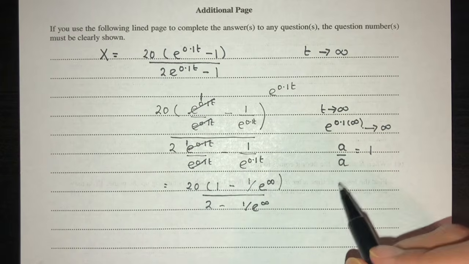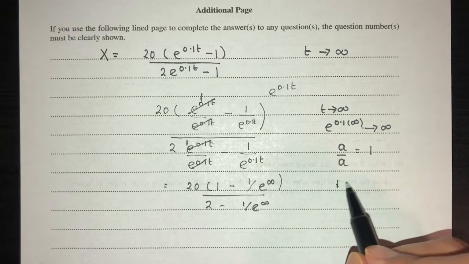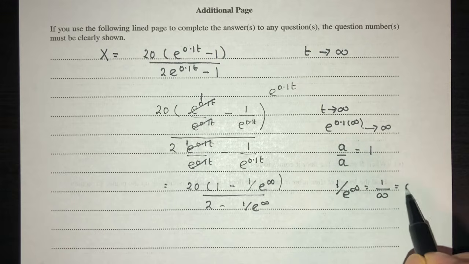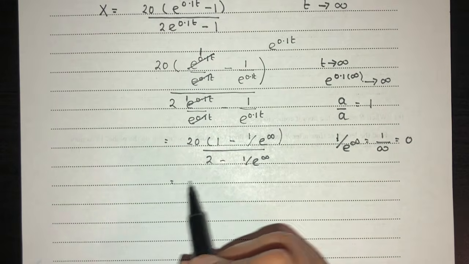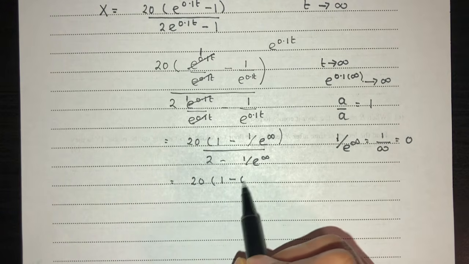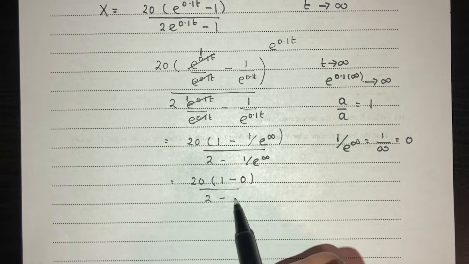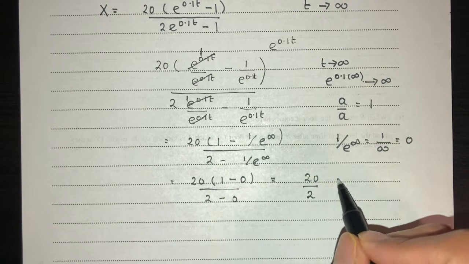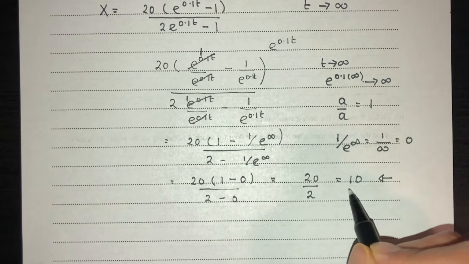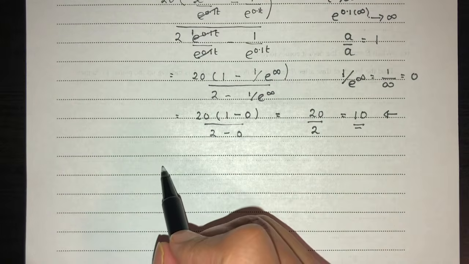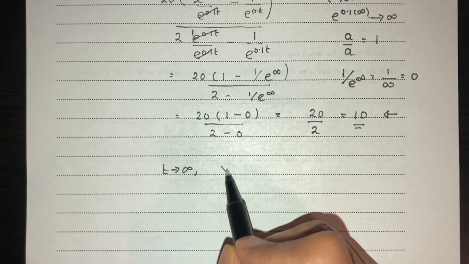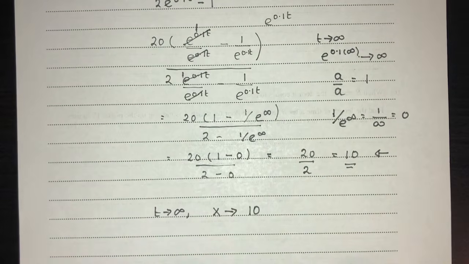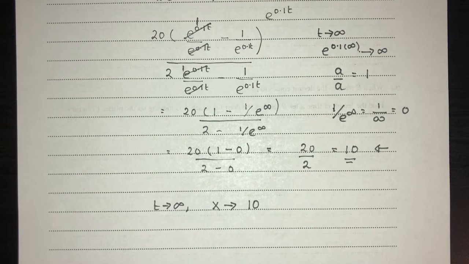Now if this value is going to infinity, 1 divided by this value is going to give you 1 divided by infinity. That will be 0. If you look at this, that will give you 20 times (1 minus 0) over (2 minus 0). So finally you will have 20 over 2, which is 10. So that is your conclusion. You can write down, as t goes to infinity, the value of x approaches the value of 10 according to this breakdown. Okay, and that will be the last question of this paper.